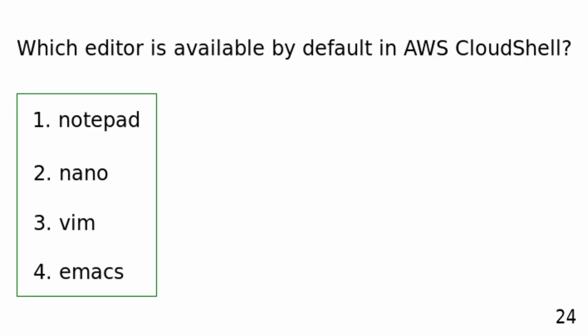Which editor is available by default in AWS CloudShell? Notepad. Nano. Vim. Emacs. The Vim editor is available by default in AWS CloudShell.